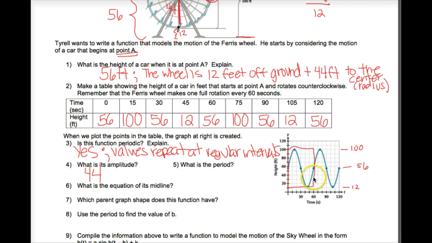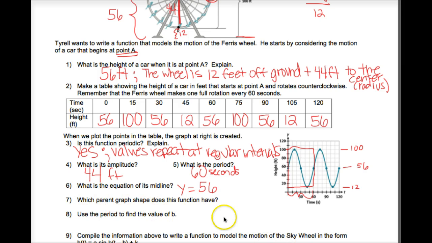Hopefully you drew your rectangle looking something like that. And remember, it's the horizontal length of that rectangle. So the period is 60 seconds. Amplitude was obviously in feet. What is the equation of its midline? I've kind of already answered that one for you, so I'm not going to give you time to do that because it should be obvious. I already labeled it here. The midline is this row of points, which is at 56 according to our table. So remember, when we write an equation, it needs to have y equals, because it's a horizontal line. So y equals 56 is going to be our midline.